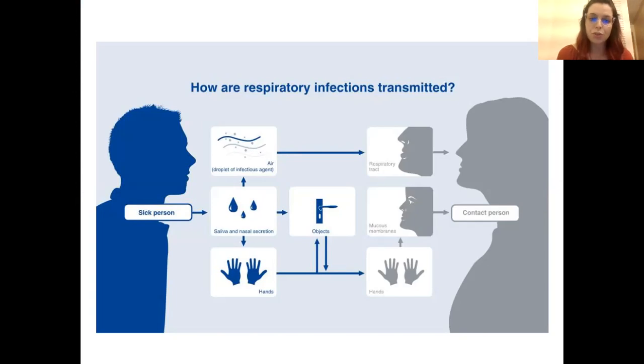Saliva or nasal secretions coming in contact with an object and then coming into contact with the hands of the contact person, which then may come in contact with the mucous membranes of that contact person, the eyes, nose, or mouth, and then the saliva or nasal secretions on the hands of the sick person, then transmitting to the contact person. So a lot of variables here in terms of the transmission of the respiratory droplets from the infectious individual to the contact person.